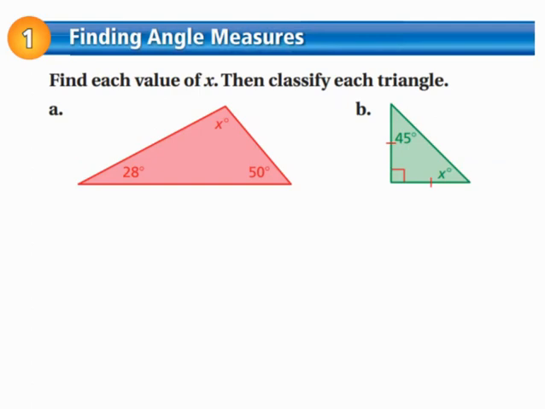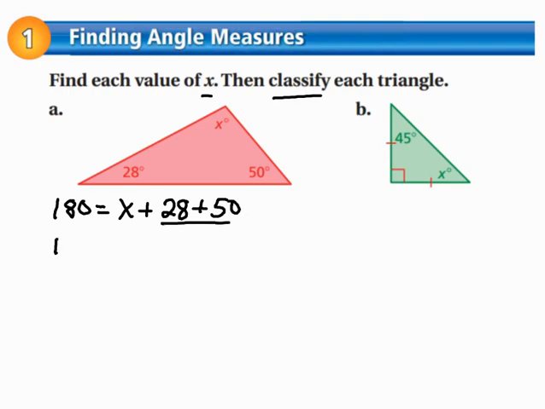It says that we're supposed to find the value of x and then classify each triangle, classifies from the last lesson, so we can do that. But we're going to start by saying, since we know all of these equal 180 when we add up all these measures, we can say x plus 28 plus 50 equals 180.